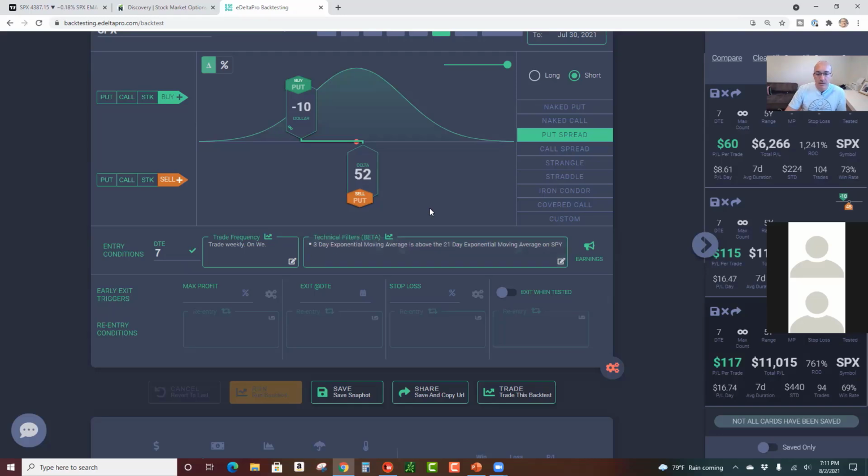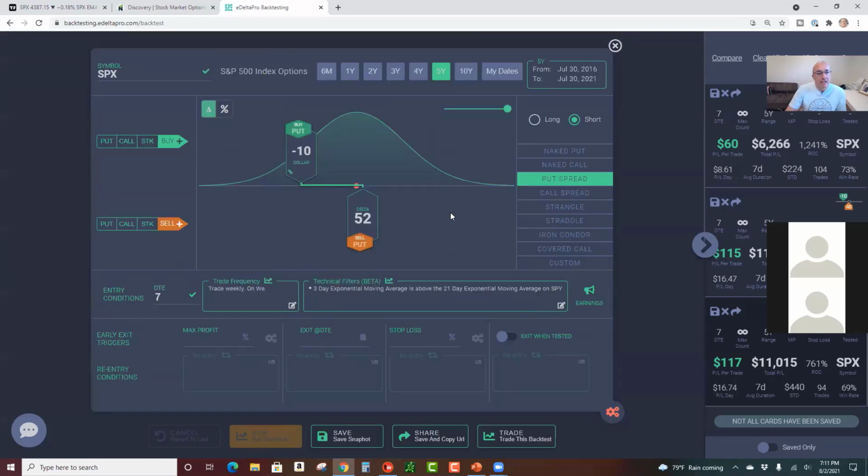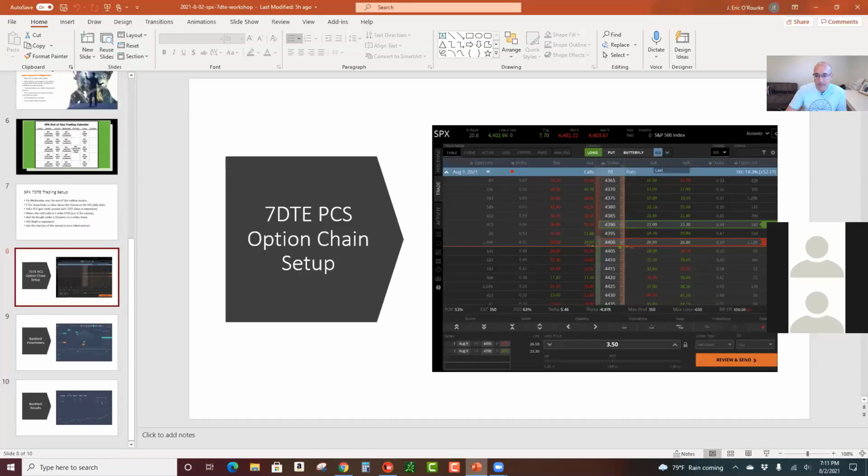Have you tried this on SPY? I don't recommend it on SPY because many times, let's go back to this picture. Many times when you sell this, the market can actually dip in here below your strike, and you can be at risk of early assignment. So, I don't recommend this on SPY.